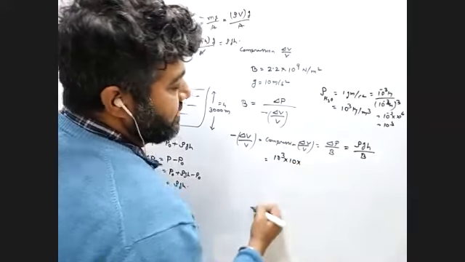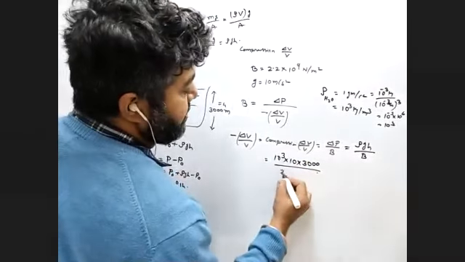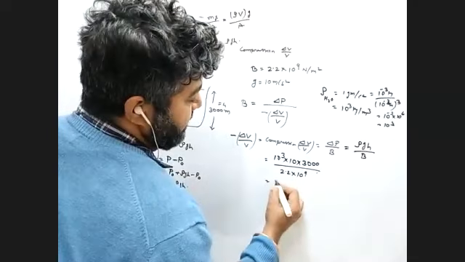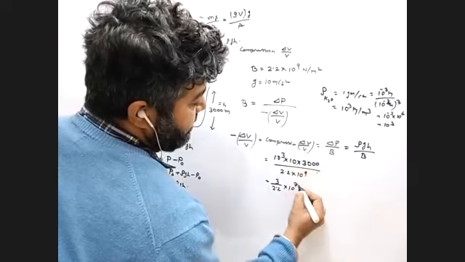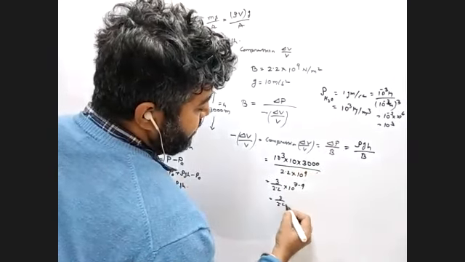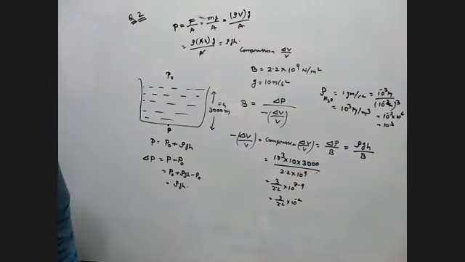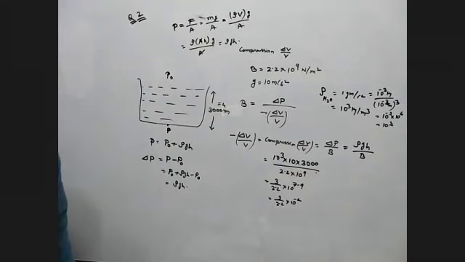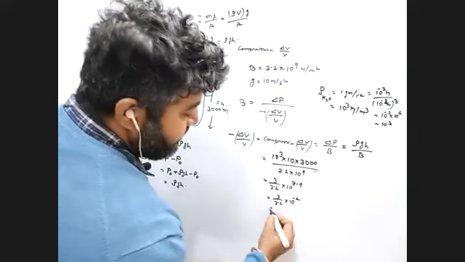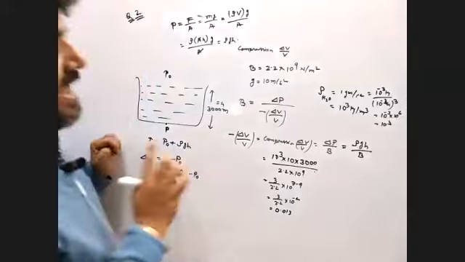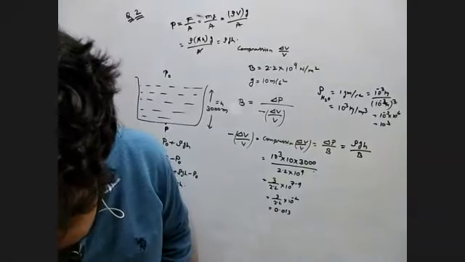g is the gravity, 10, and height is 3000, divided by bulk modulus 2.2 into 10 to the power 9. So that is 3 by 2.2 into 10 to the power 3 plus 4 plus 3 minus 9, so 3 by 2.2 into 10 to the power minus 2, which equals, how much? You can calculate it. 0.013. And as it is a compressibility factor, it is unitless. Is it clear? Yes, sir.